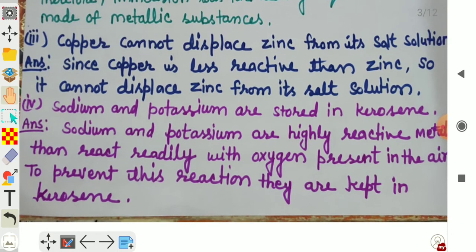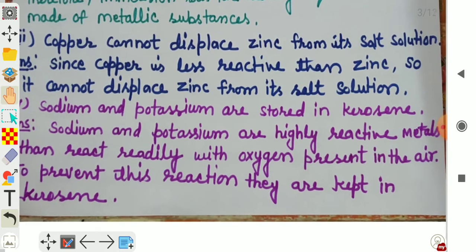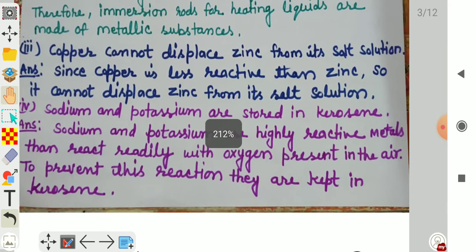Next, sodium and potassium are stored in kerosene. Why are they stored in kerosene? Sodium and potassium are highly reactive metals. They react readily with oxygen present in the air. That is why they are kept under kerosene to prevent this reaction.